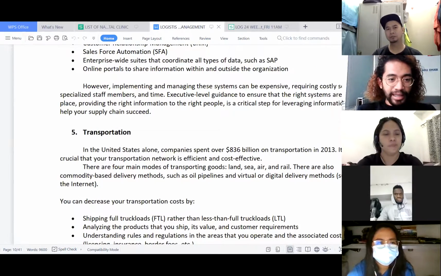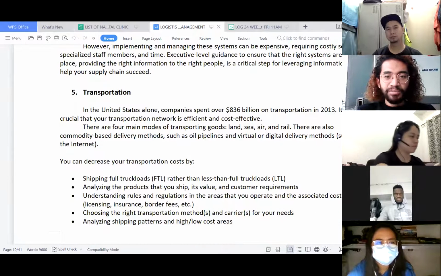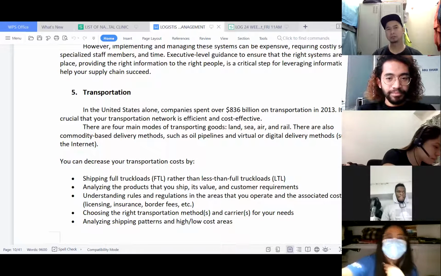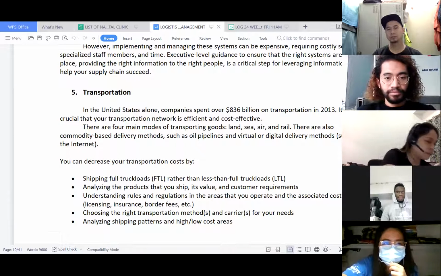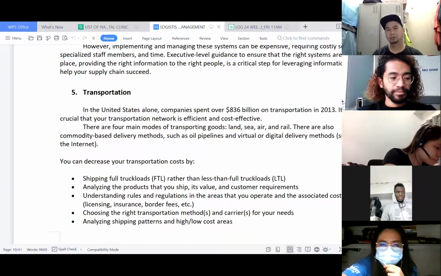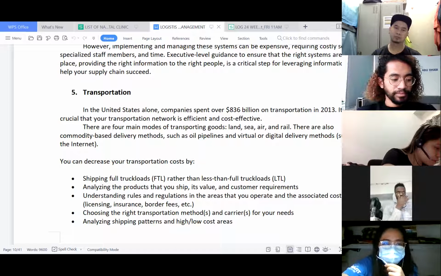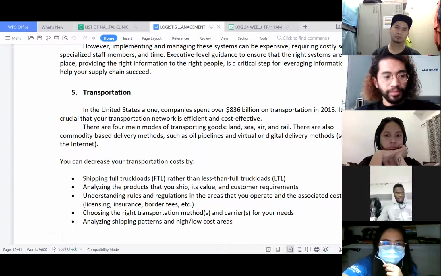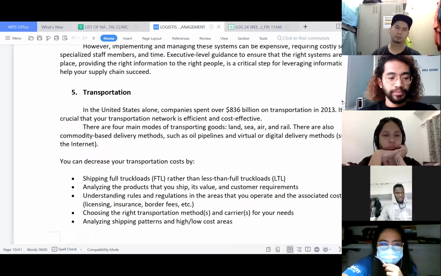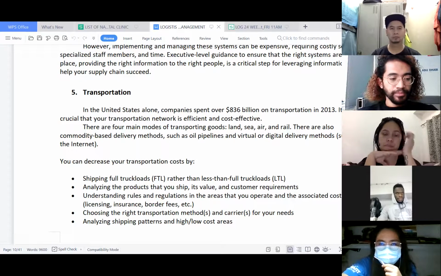Okay. And lastly, we have transportation. Faith, can you read this for me? Transportation. In the United States alone, companies spent over $836 billion on transportation in 2013. It's crucial that your transportation network is efficient and cost-effective. There are four main modes of transporting goods: land, sea, air, and rail. There are also commodity-based delivery methods such as oil pipelines and virtual or digital delivery methods such as the internet.